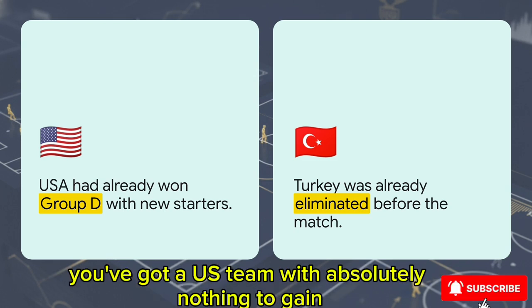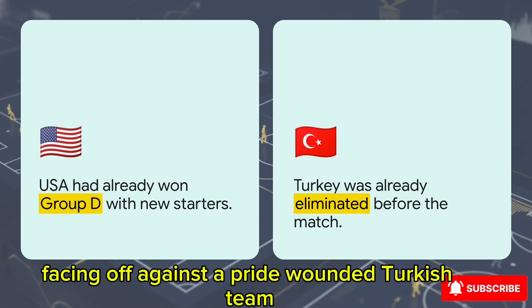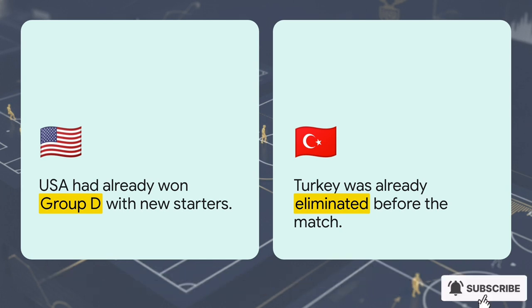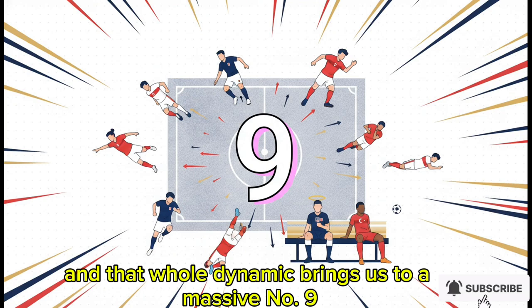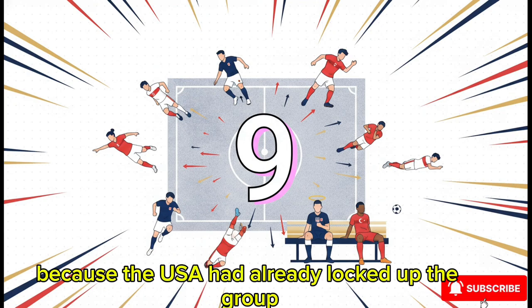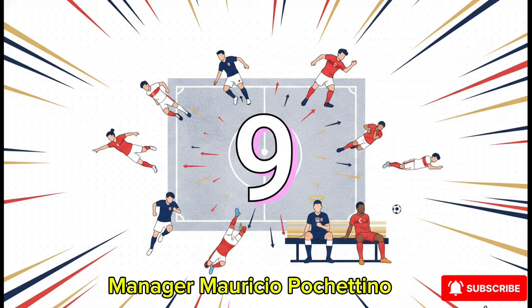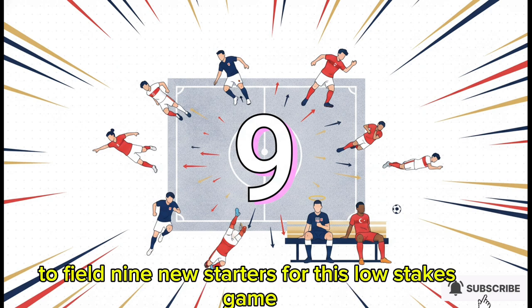So you've got a US team with absolutely nothing to gain, facing off against a pride-wounded Turkish team that has absolutely nothing to lose. And that whole dynamic brings us to a massive number, 9. Because the USA had already locked up the group, manager Mauricio Pochettino made the tactical decision to field 9 new starters for this low-stakes game.